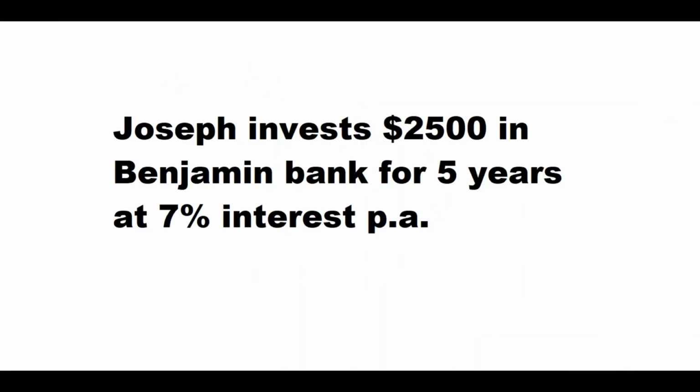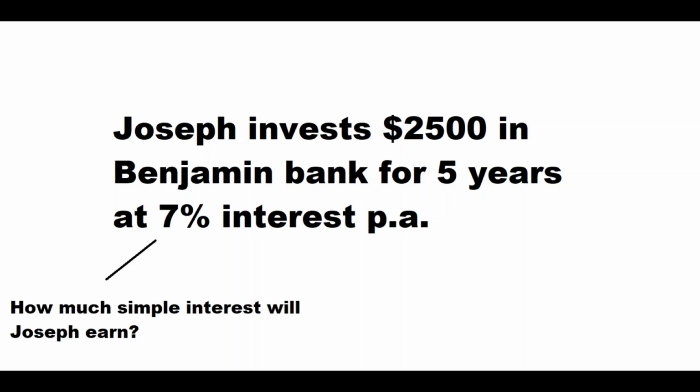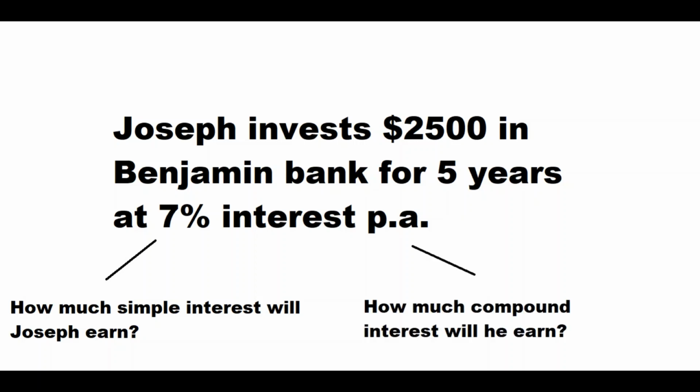I've explained both simple and compound interest, so now it's time to have some fun. I've got a new example question. Joseph invests $2,500 in Benjamin Bank for 5 years at 7% interest per annum. Now, he's got a choice to make. He can either use simple interest or he can use compound interest. Now, it's our job to figure out what the result of the 5 years will be.